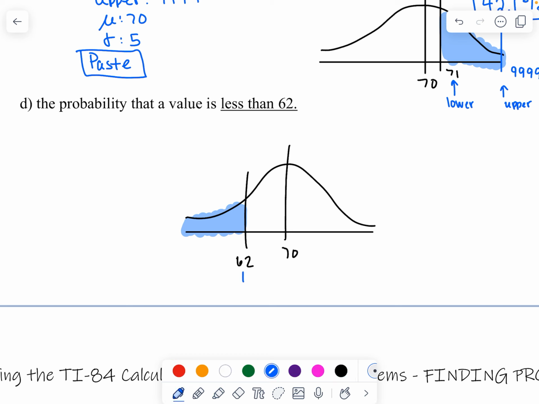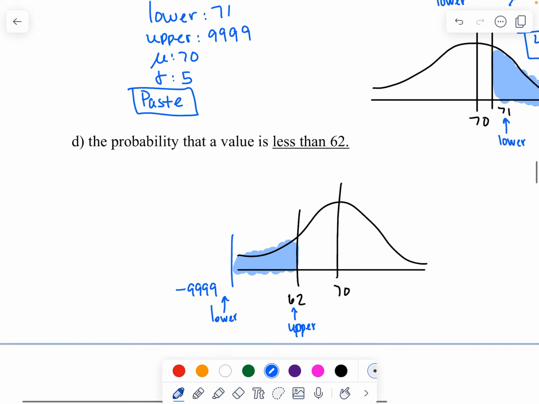Well, in this case, 62 is the upper side, right? The right side of this interval that I'm trying to calculate. So what is the lower? In this case, I need to make up a really small number. To make things easy, I usually just do the same number, but with a negative in front. Negative 9,999. Just something really, really small. Again, always in comparison to the numbers that you have.